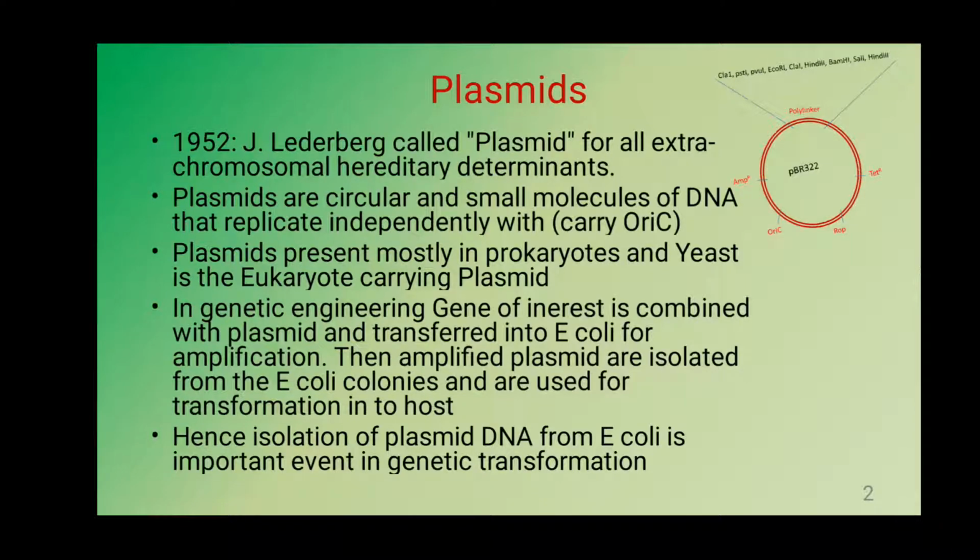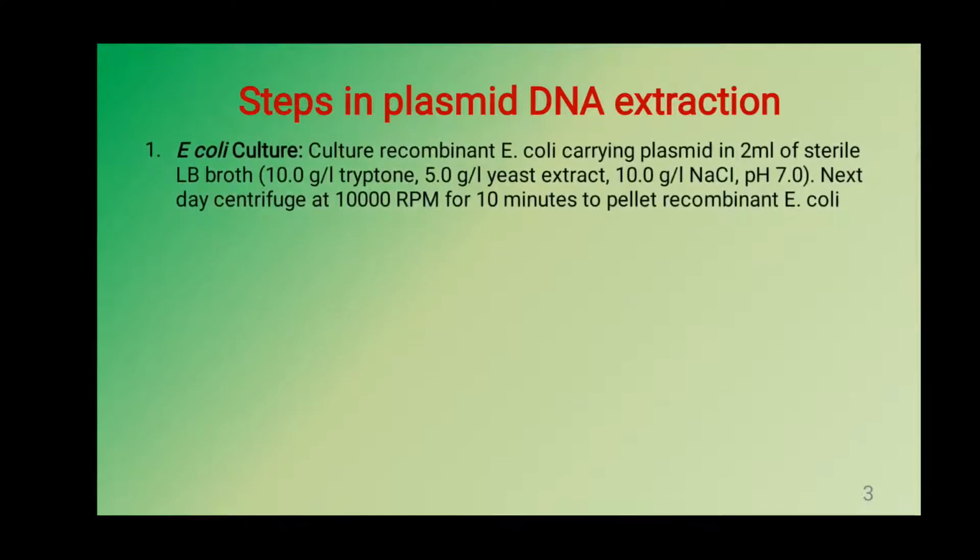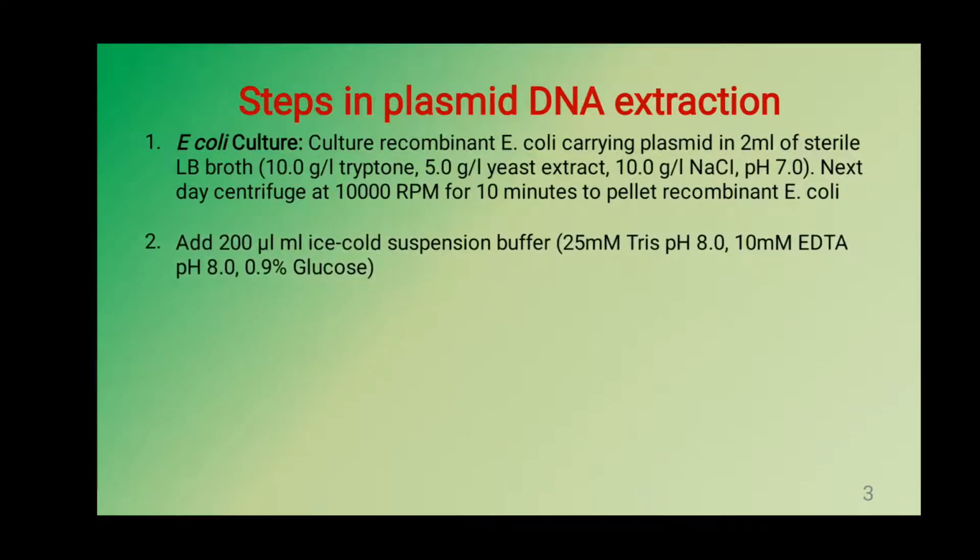Then the amplified plasmids are isolated from the E. coli and are used for transformation into higher organisms or mammalian cells. Hence, isolation of plasmid is important in the event of genetic transformation. Now we will see the basic steps involved in plasmid DNA extraction.